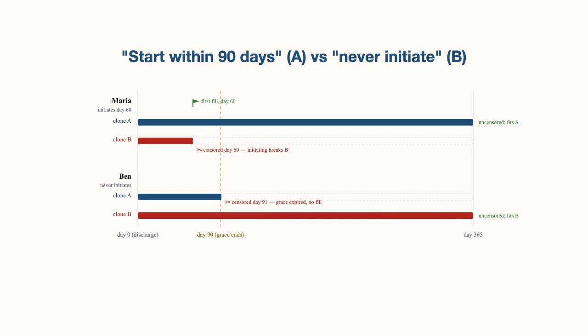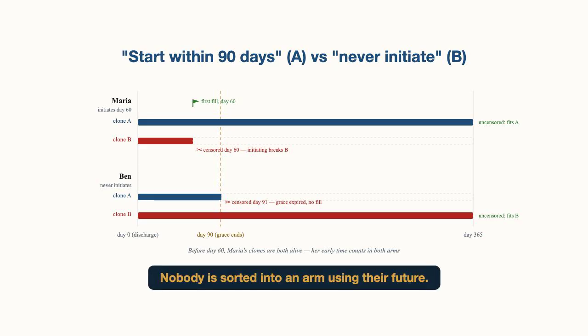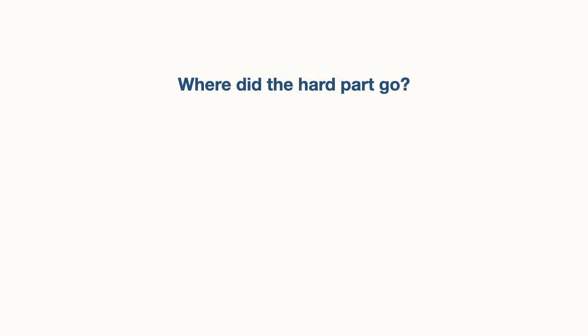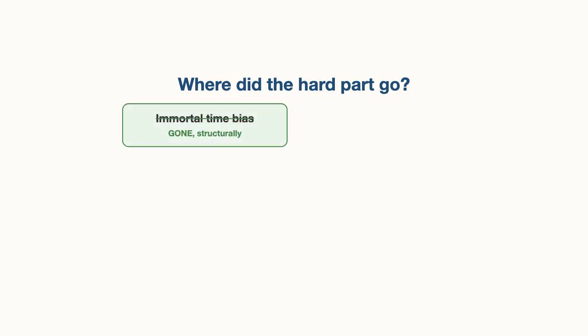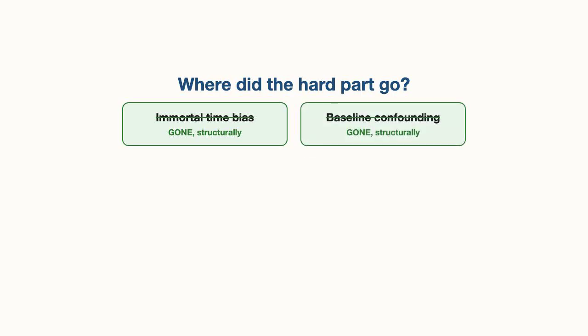And here is the subtle part. Before day 60, both of Maria's clones are alive. Her early follow-up and any heart attack in it counts for both arms. Nobody is ever sorted into an arm using their future. Look what just happened to the 2 classic killers. Immortal time bias, gone, structurally. No waiting period is ever credited to a group chosen in hindsight, because both clones own that time until one is cut. Baseline confounding, gone, structurally. The 2 arms start as literally the same people, so there is nothing to balance.